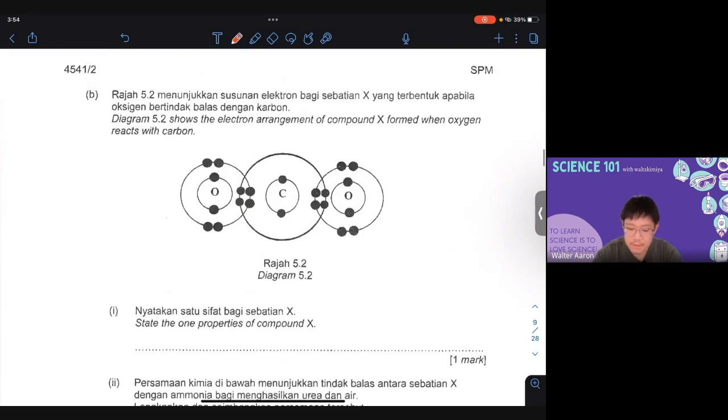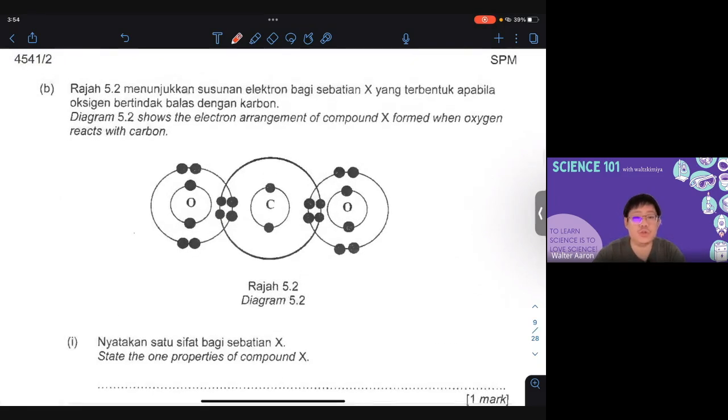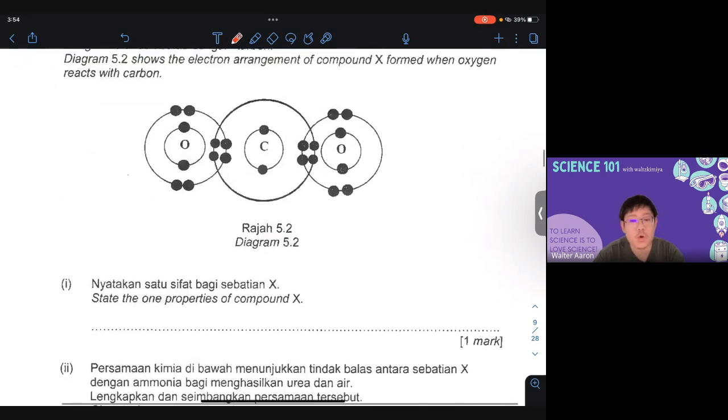Okay, all right, next. B 5.2 shows the electron arrangement of compound X formed when oxygen reacts with carbon. So this one is different. This is actually covalent compound already. So state one property of compound X. You can state any one property that's corresponding to covalent substances. It can be things like insoluble in water.